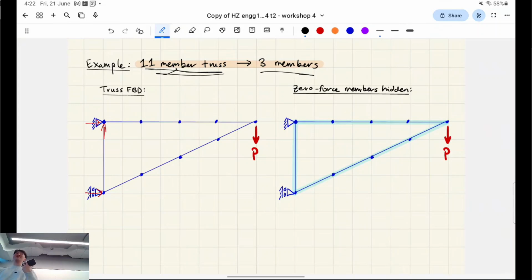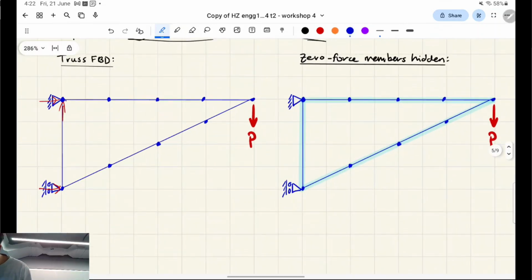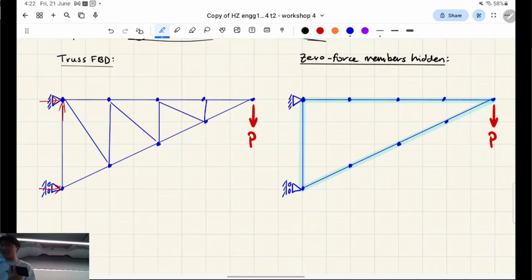One common question which I get when I show people this example is, okay, if these are all zero force members, if I just redraw them, then why do we even have them there? What's even the point? So that's a good question because there's a few reasons. It's actually quite a loaded question.